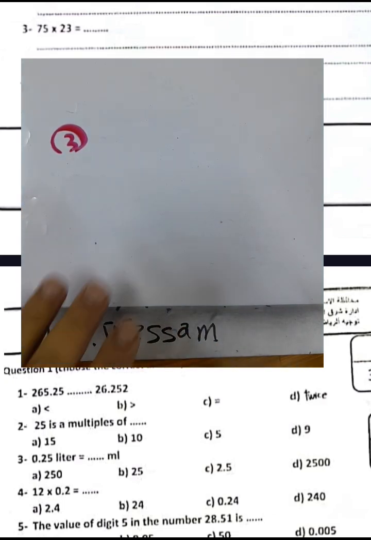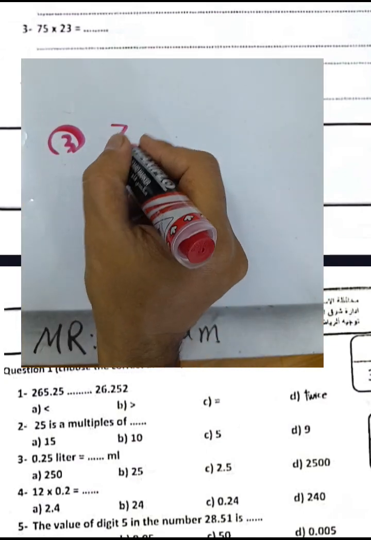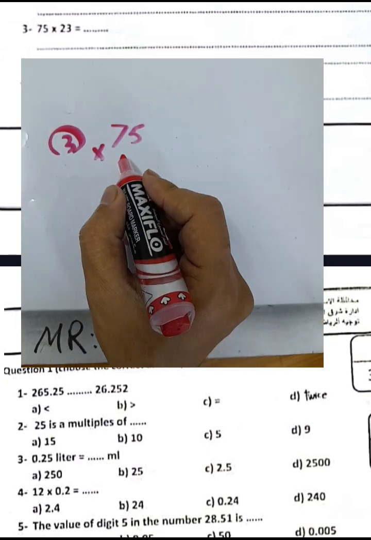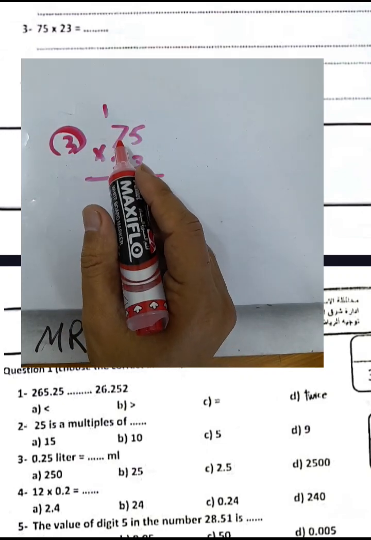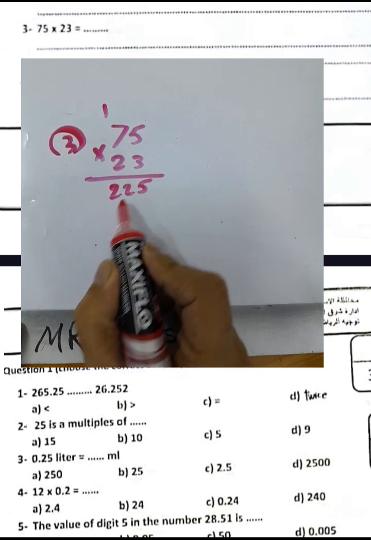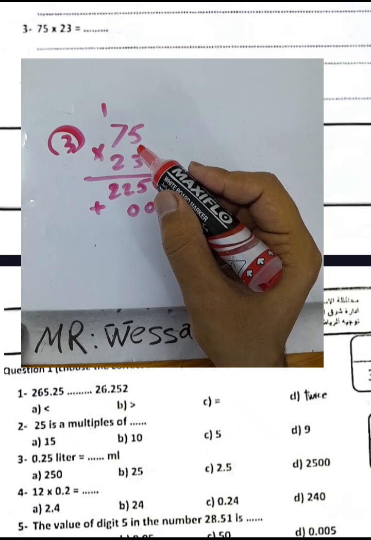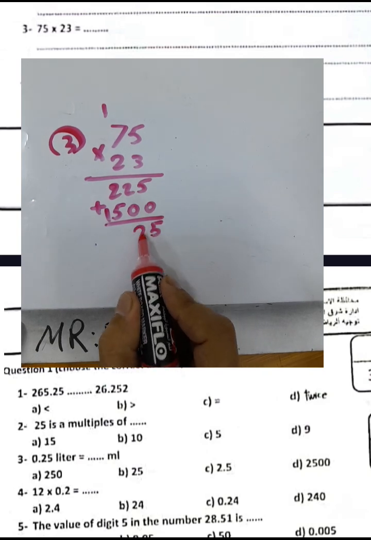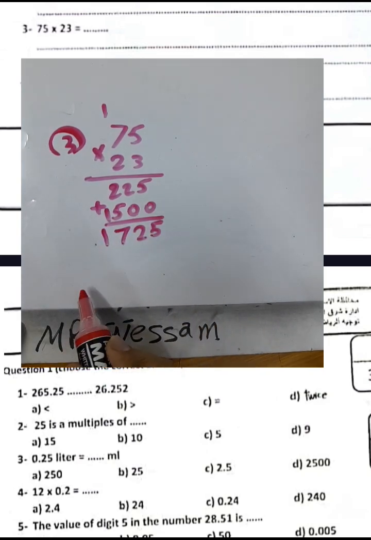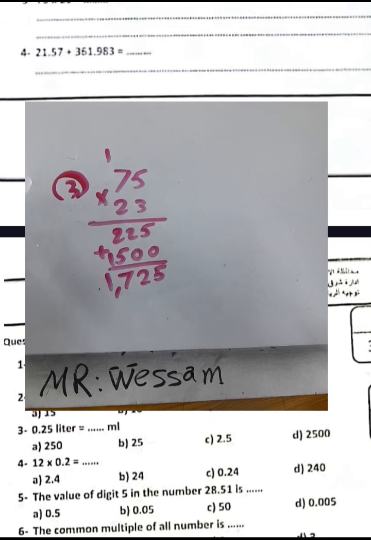Question number 3. First step, write 75 multiplied by 23. 3 times 5 is 15. Write 5 and carry 1. 3 times 7 is 21, plus 1 equals 22. Then write 0 in the next row. 2 times 5 equals 10. Write 0 and carry 1. 2 times 7 is 14, 14 plus 1 equals 15. And then add them. 5 plus 0 equals 5. 2 plus 0 equals 2. 5 plus 2 equals 7. Then write 1. The result will be 1725.